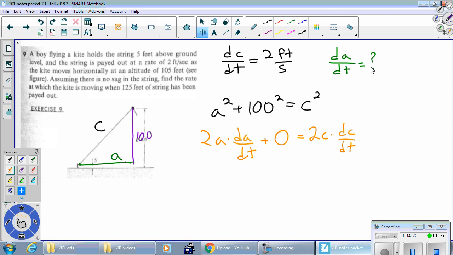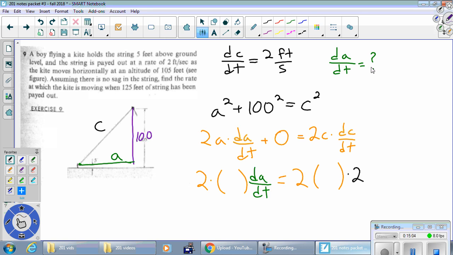Okay, and now we're ready to start plugging some things in. So I've got my 2. I don't happen to know what a is at the moment, I'm just going to leave it blank. dA/dt, I'm happy to copy that one as dA/dt because that's actually the question mark. Plus 0 we won't write. Equals 2c. Okay, I don't have c at the moment, but dc/dt I have. That was given as a 2. So this is times 2 over here.